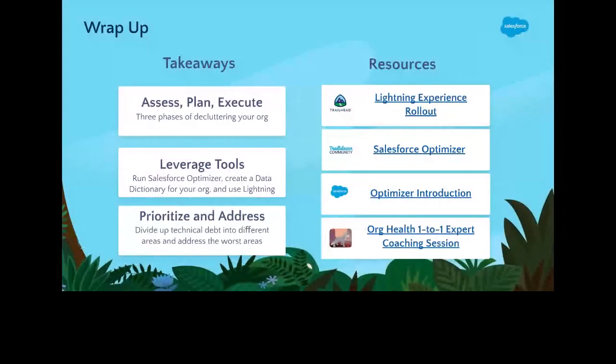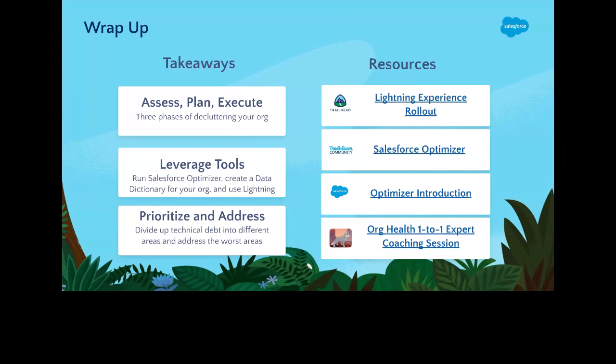So what other takeaways? Takeaways are assess your org, plan, and execute. These are the three phases of decluttering your org. The tools that you can leverage are run Salesforce Optimizer, create a data dictionary for your org, and use Lightning. Prioritize and address. We'll tap into different areas and address the worst areas first.